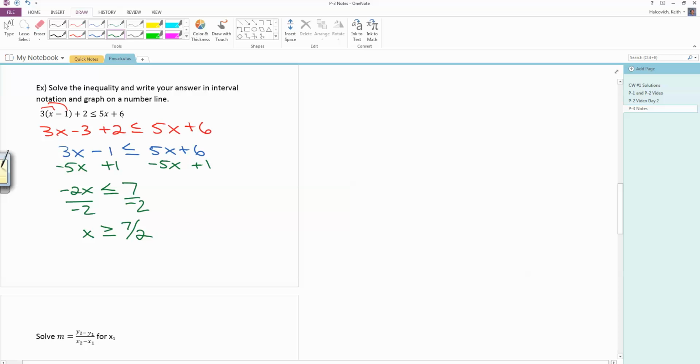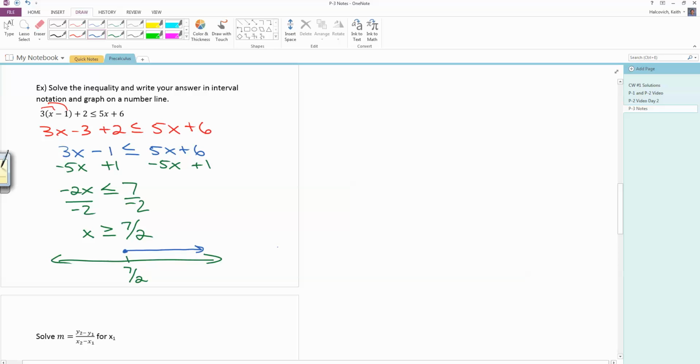Now, it says to graph it on a number line and write it in interval notation. So for interval notation, remember, well, first let's do the number line. So 7 halves. If it's greater than or equal to, remember that's a closed circle, and to the right.